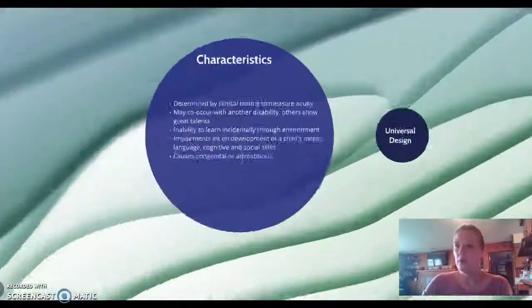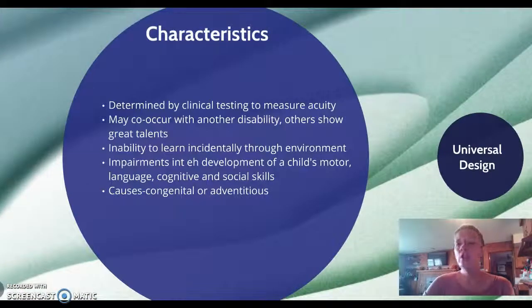A visual impairment is diagnosed by testing acuity. This test is mostly used to determine Social Security eligibility, and it tells us nothing about the person or how they learn and what they are capable of. Sometimes it occurs with another disability. Other times a student shows phenomenal abilities in the areas of music.